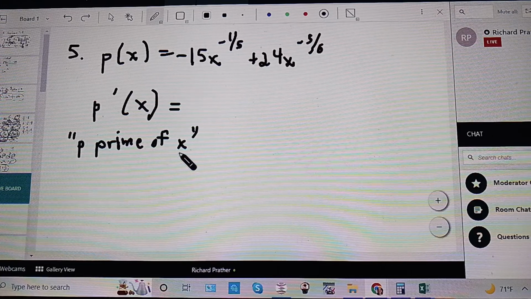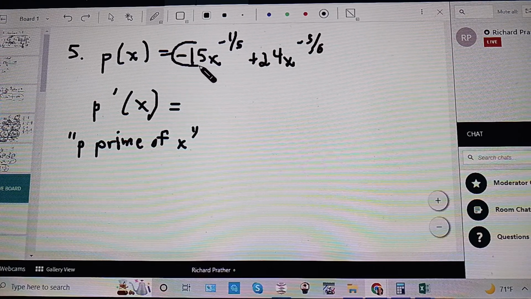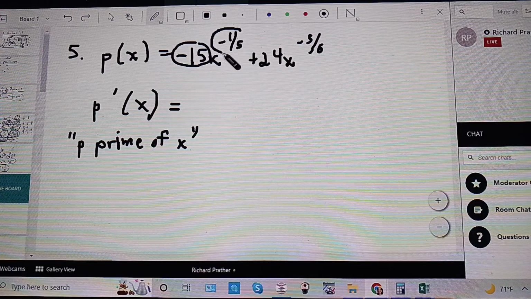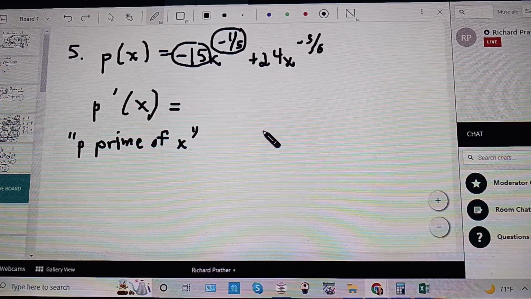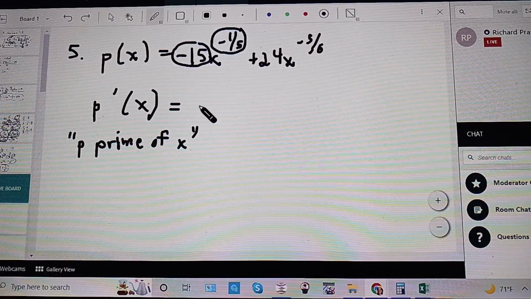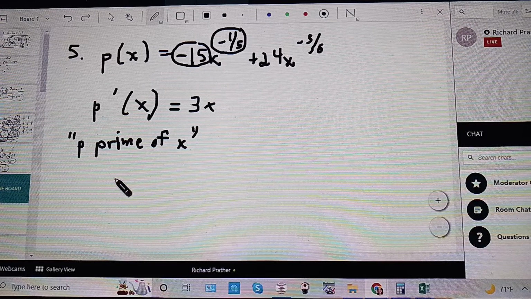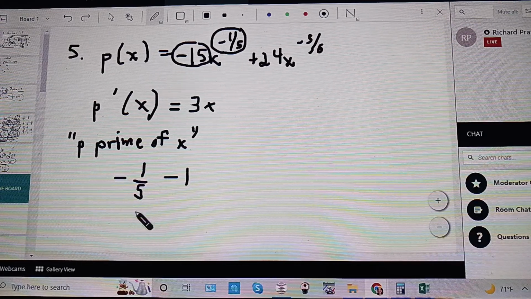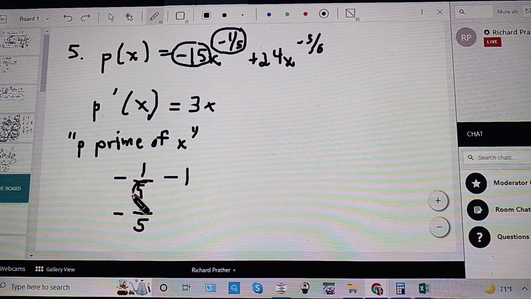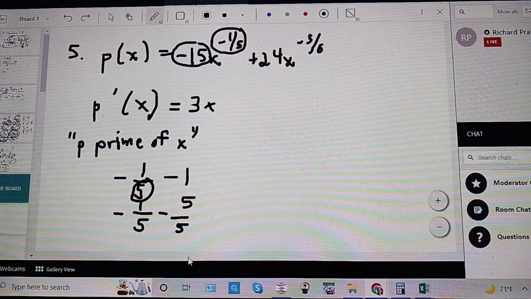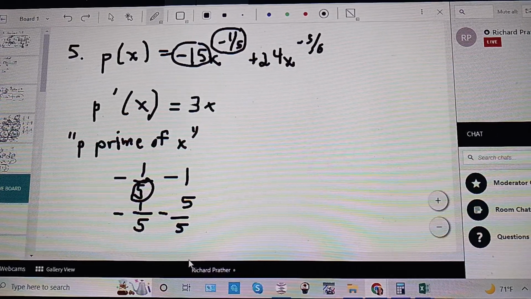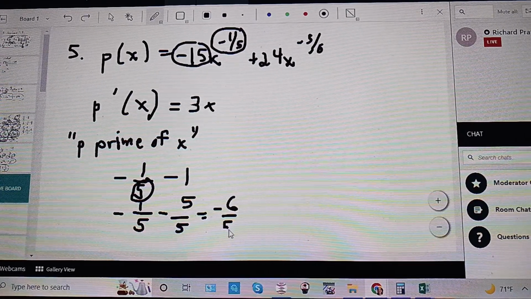P prime of x. So I'm going to do the constant times the exponent. Sometimes it works out nice, sometimes it doesn't. This one does, because negative 15 times negative 1 is positive 15, and then divided by 5. That comes out to exactly 3, positive 3 even. And then I need to decrease that exponent by 1. So whatever the denominator is right here, that's what you should change the 1 to be, 5 over 5. It's always nice to work with ones because whatever the bottom needs to be, that's what you make the top. Negative 1/5 minus 5/5 is negative 6/5.